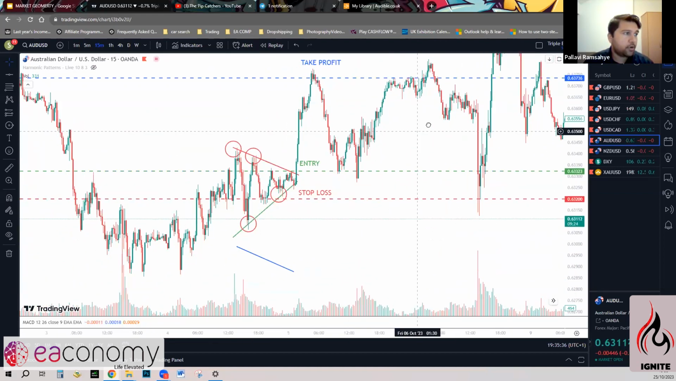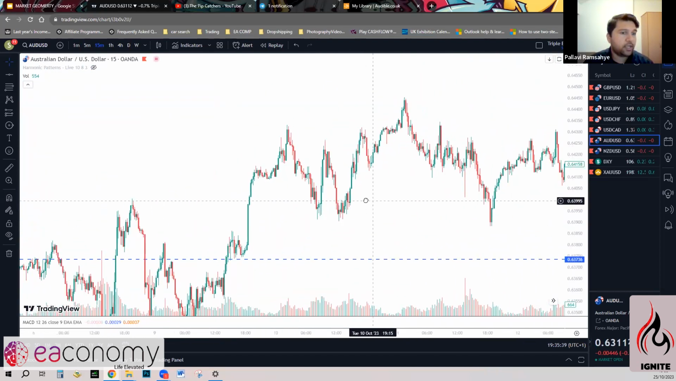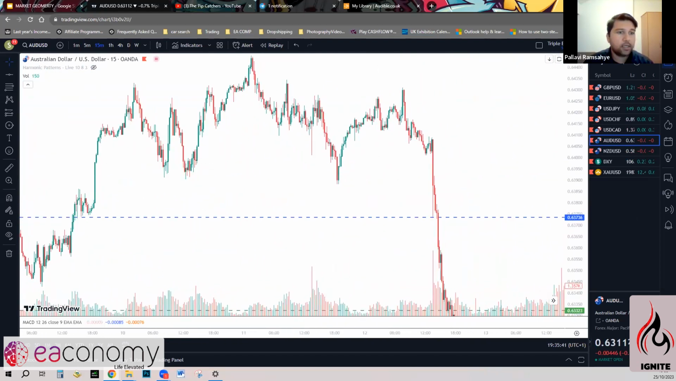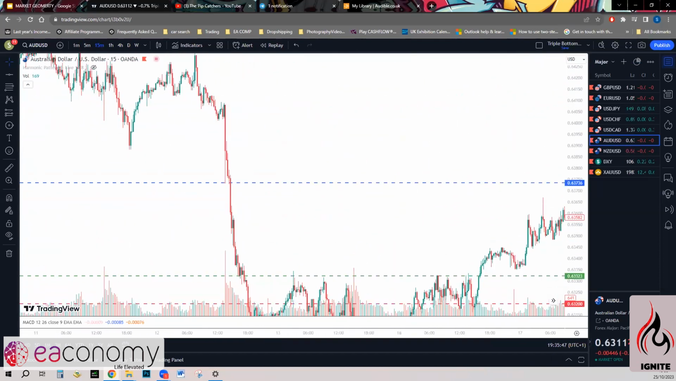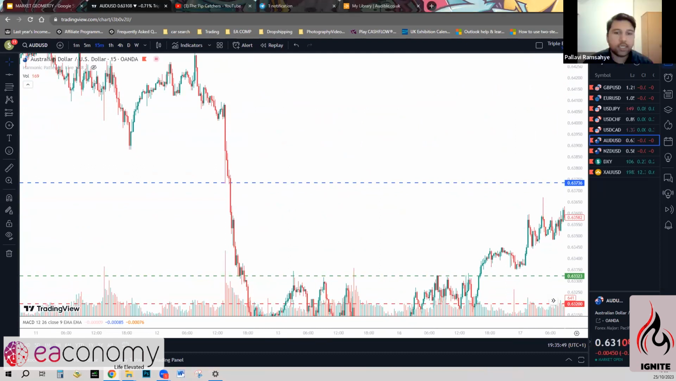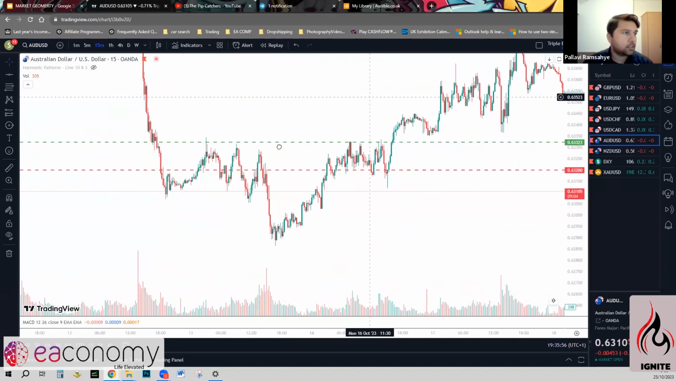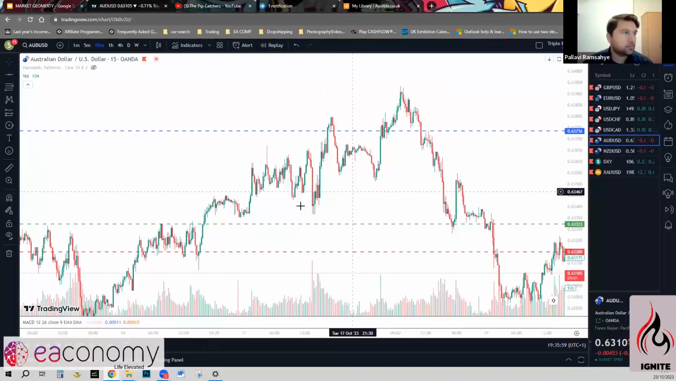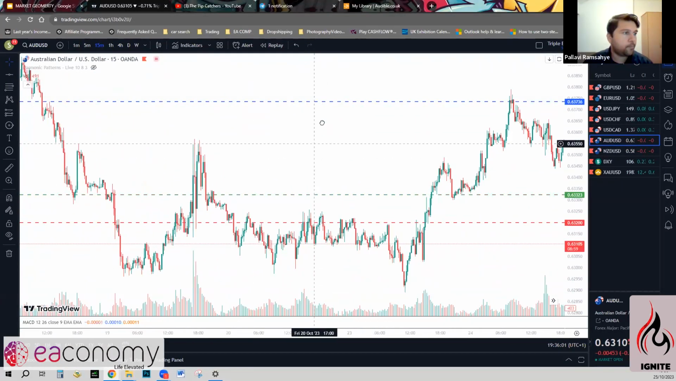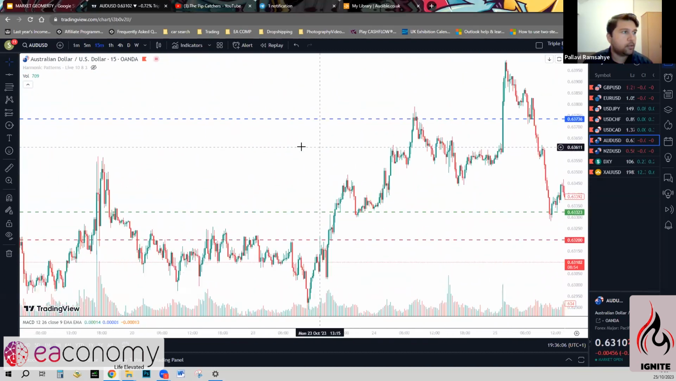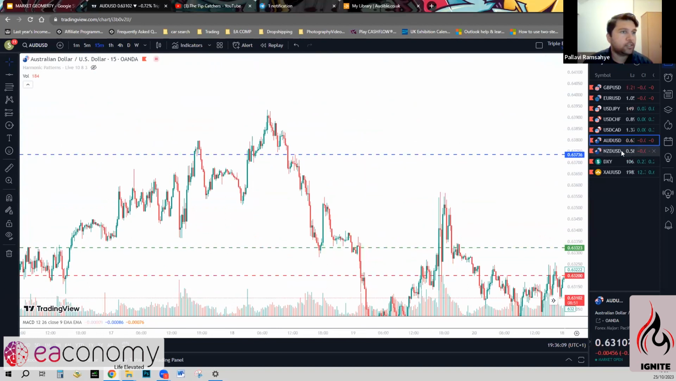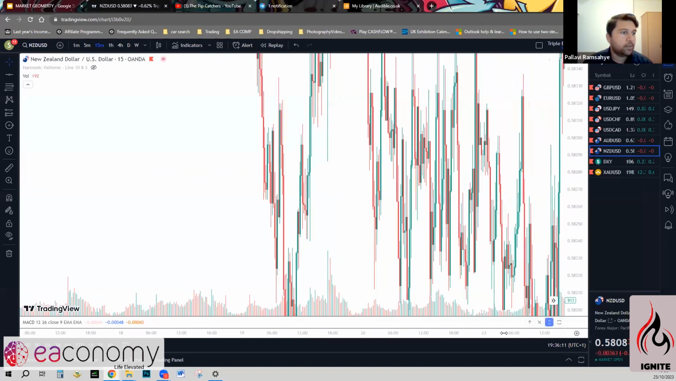I'm trying to look for another one. Let's see if we can find another pattern, another example. Does anybody have any questions about that so far? Let's try a different currency pair.